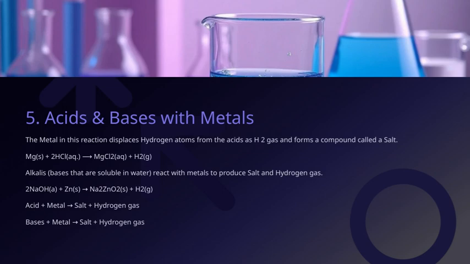The key point here is that metals can displace hydrogen from acids, and alkalis, being soluble bases, also react with metals to produce salts and hydrogen gas. This process is fundamental because it highlights how reactive metals are with acids and bases, and it ties into the broader theme of chemical reactions involving different types of compounds.